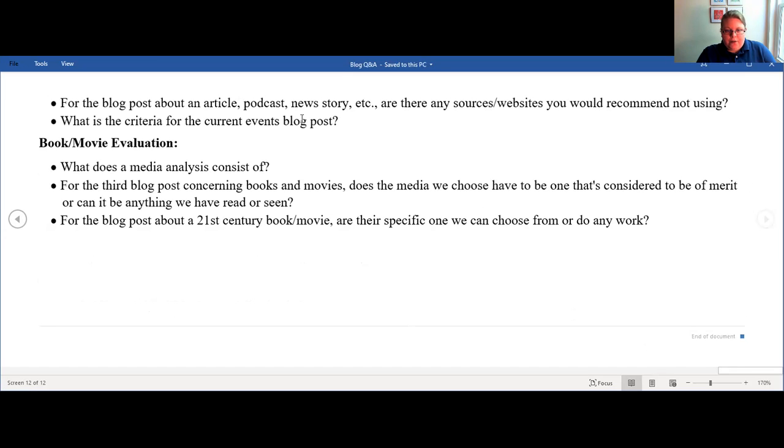For the blog post about an article, podcast, news story, etc., are there sources, websites you would recommend not using? Yes.